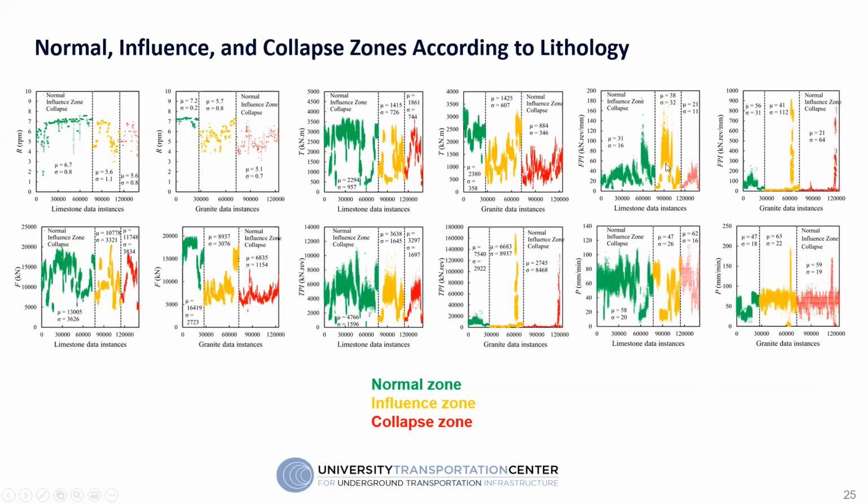So we are able to classify many of the collapse zones in terms of the different lithologies. Green is normal, yellow is influence, and red is the collapse zone. So it performs pretty well, I think, in predicting potential collapse.